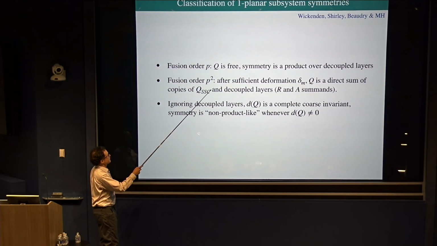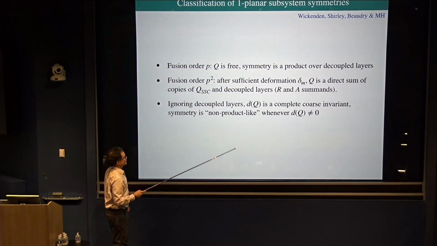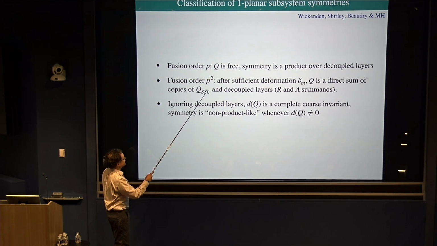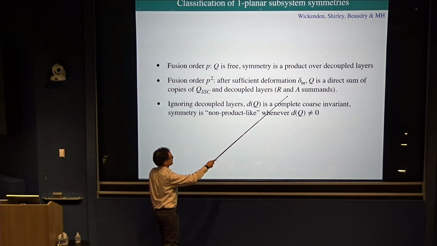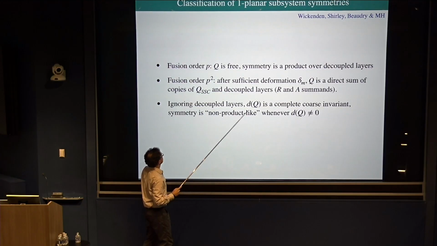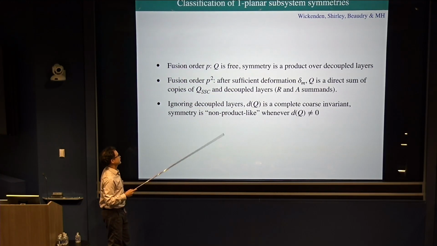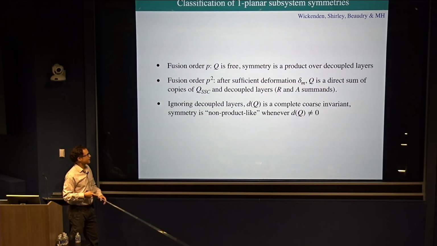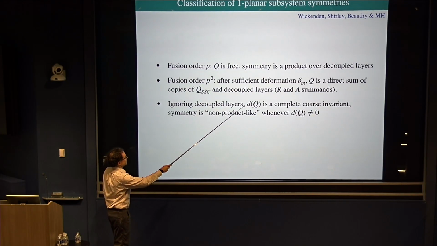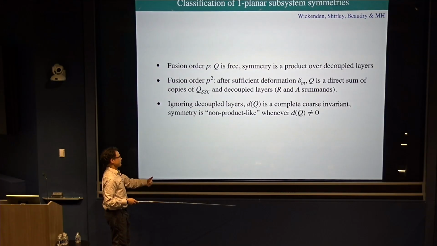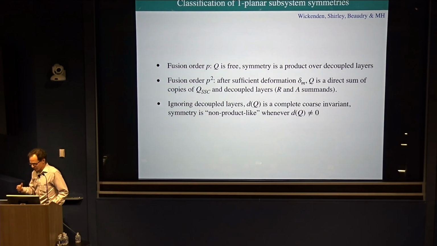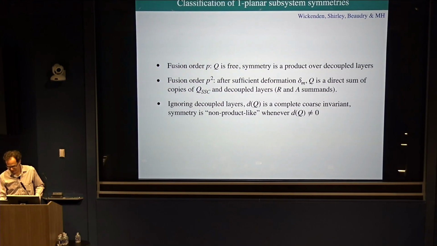So what's the output of that? Well, at fusion order p, this charge module is a free module, and that corresponds to the symmetry just being a product over decoupled layers, which is kind of boring. At fusion order p squared, after sufficient deformation, our charge module has to be a direct sum of some number of copies of QSSC, ignoring decoupled layers. Okay, and in this case, this invariant d of q is again a complete coarse invariant if we ignore decoupled layers, and it measures to what extent the symmetry is non-product-like.